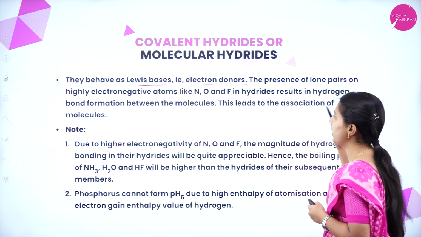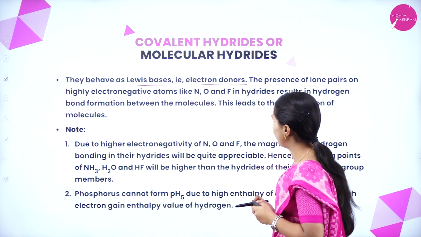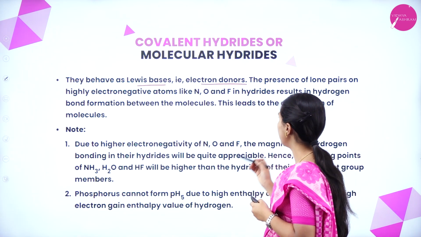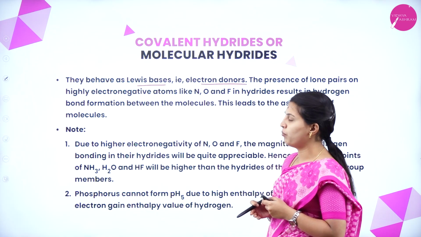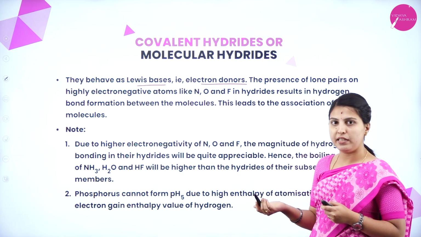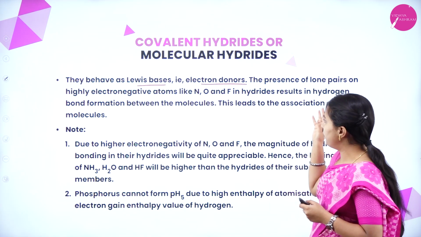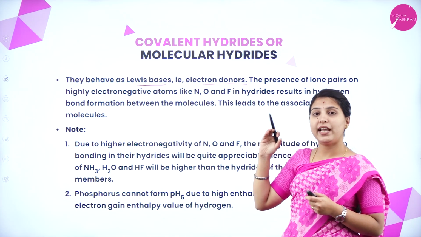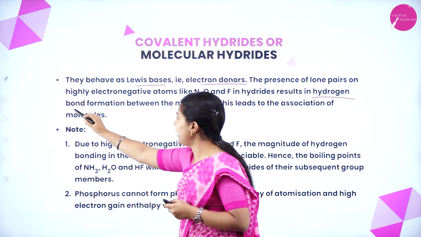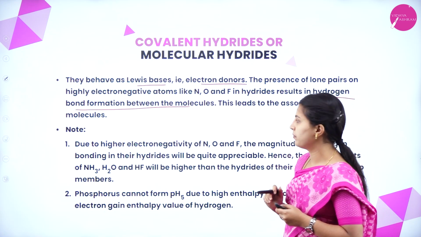The presence of lone pairs on highly electronegative atoms like nitrogen, oxygen and fluorine in hydrides results in hydrogen bond formation between the molecules. This leads to the association of molecules. Whenever more electrons or lone pair electrons are present on the element, it will act as an electron donor or base. Presence of lone pairs on the electronegative atom leads to hydrogen bond formation between the molecules. This leads to the association of molecules.